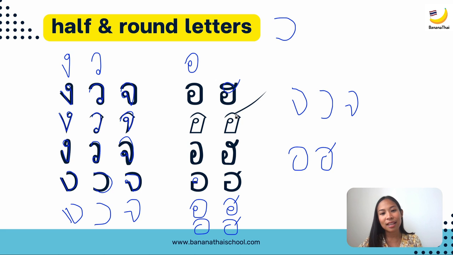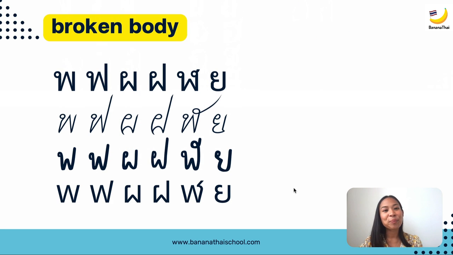So see, learning the character of it helps you define and differentiate. Of course, some of them are still quite similar, but it will really help you, no matter what font you are reading. Ah, this is a broken body, another type of the base. It looks like U, but broken. See, it's broken.